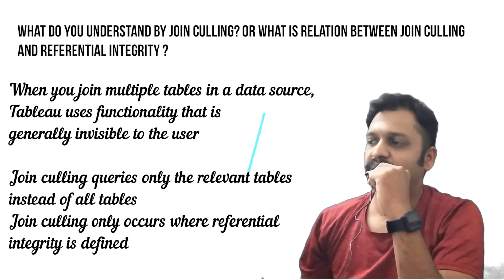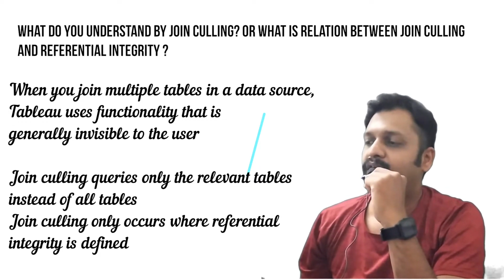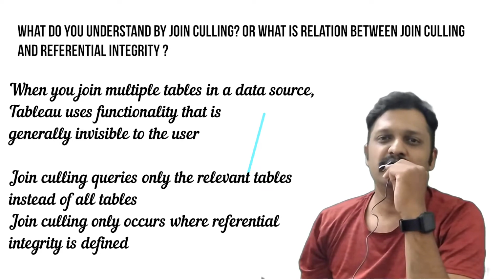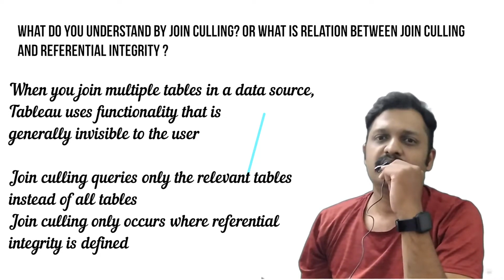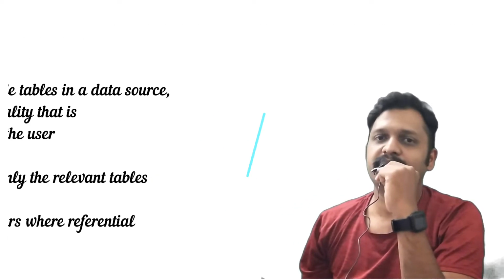Or what is the relation between join culling and referential integrity? When you join multiple tables in a data source, Tableau uses functionality that is generally invisible to the user called join culling. Join culling queries only the relevant table instead of all tables defined in your join. Join culling only occurs when referential integrity is defined between the tables. Otherwise, join culling may not be present.